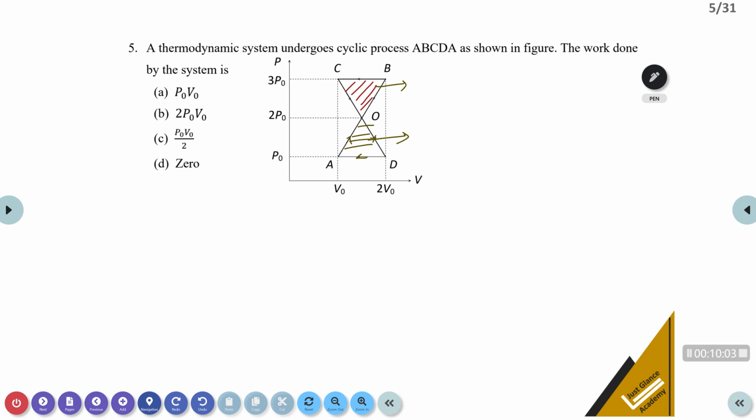and the directions are opposite, the net work done equals 0. For this, work done equals 1 by 2 into base into height. This also is 1 by 2 into base into height. The magnitude is the same, but here it is anti-clockwise, so this will be negative and this will be positive. So the net work done equals 0 only.